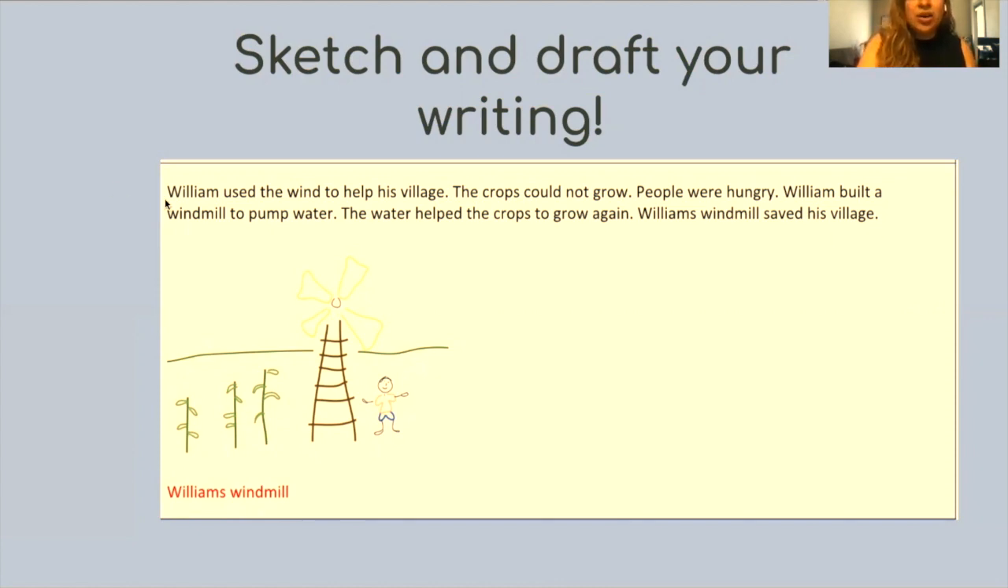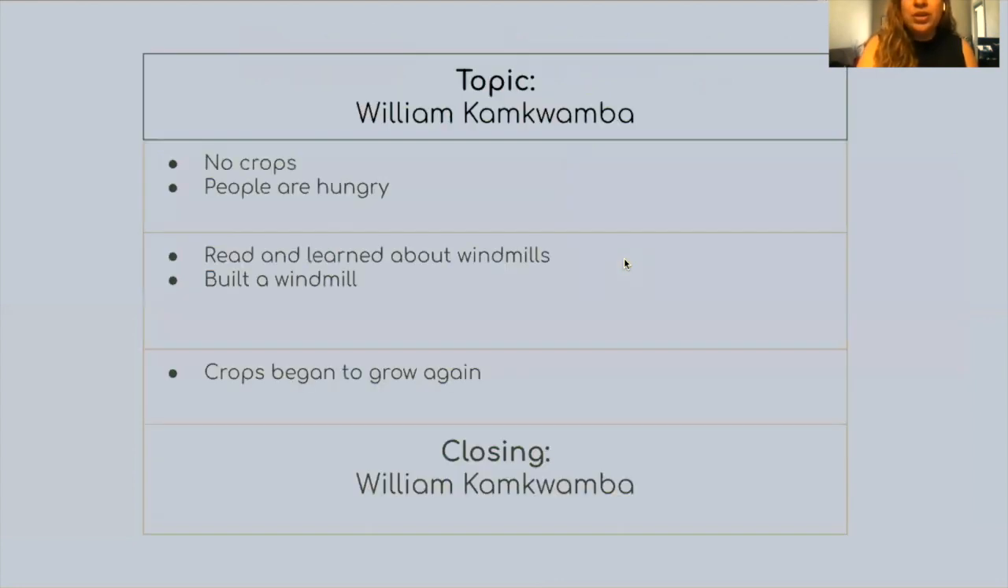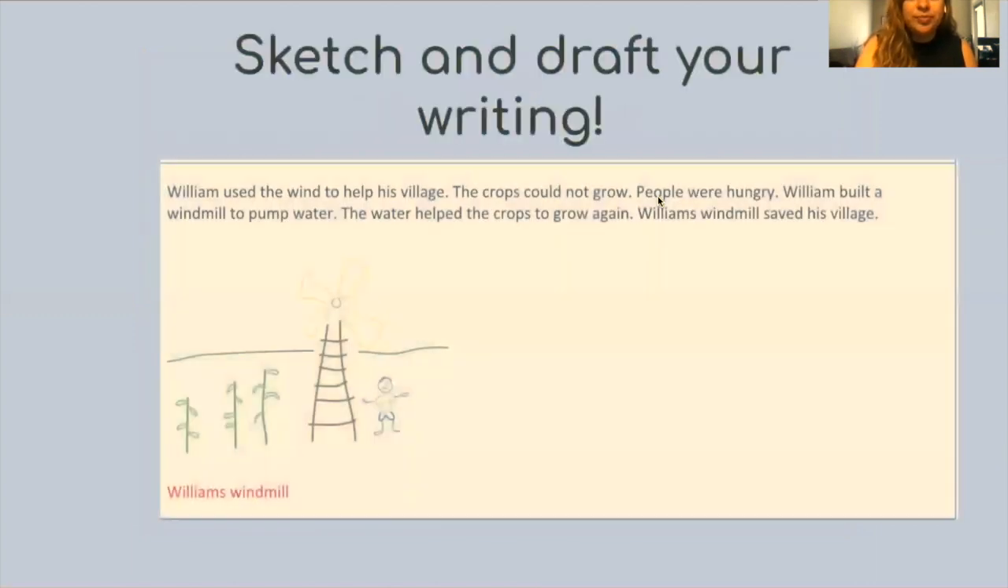So notice that I started with William and ended with William because that's how we planned it out in our outline. Then I included these details in the middle. So I talked about the crops not growing, people being hungry, and then how William built the windmill. And I also included how that helped the crops grow again when they had water from the windmill.